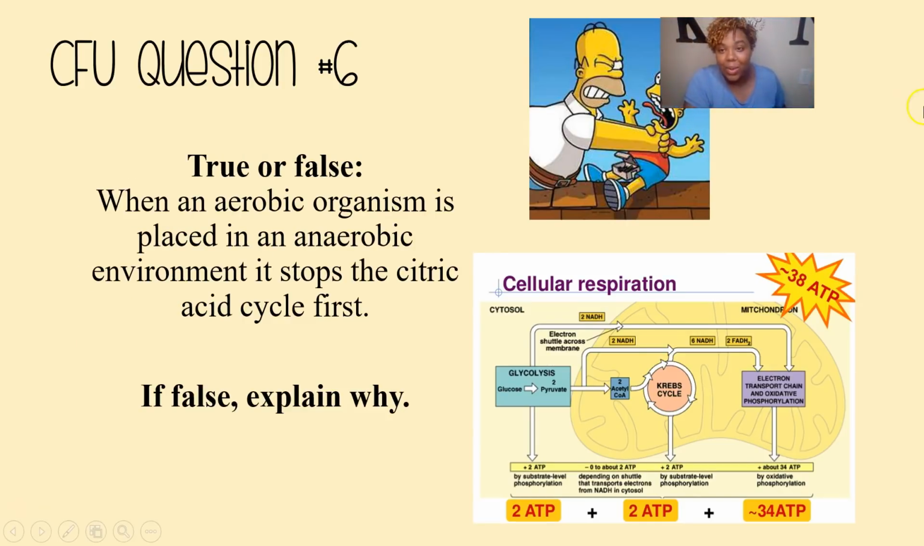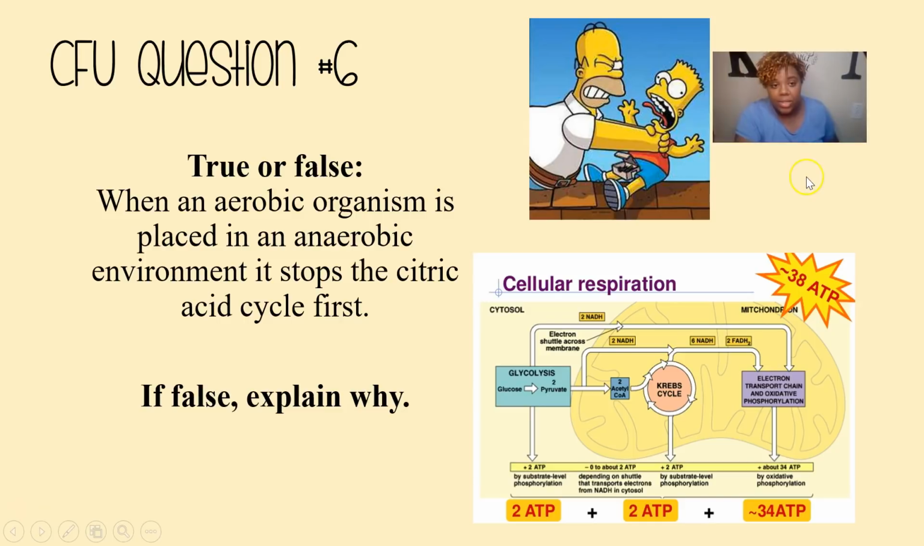All right, and the last question is this. True or false? When an aerobic organism is placed in an anaerobic, without oxygen, environment, it stops the citric acid cycle first. If it is false, tell me why and go ahead and answer now.